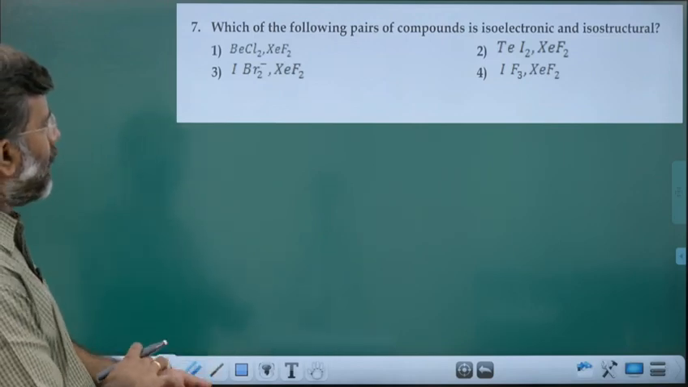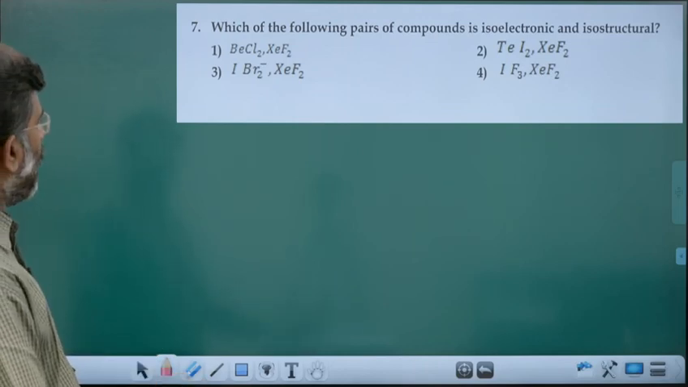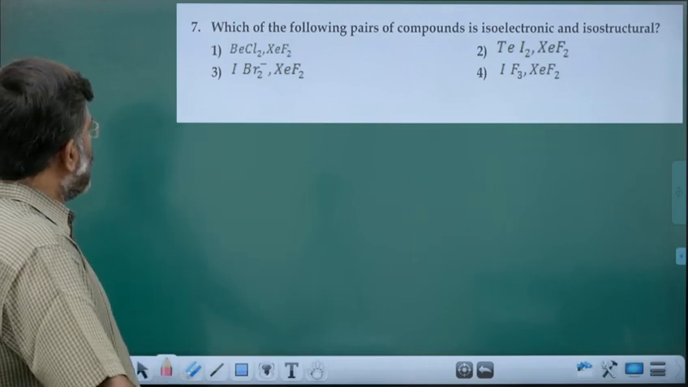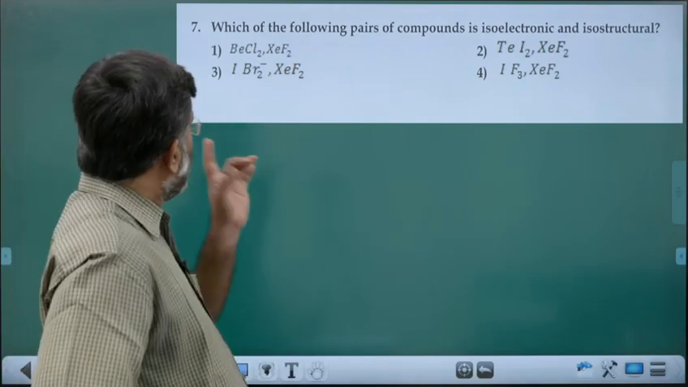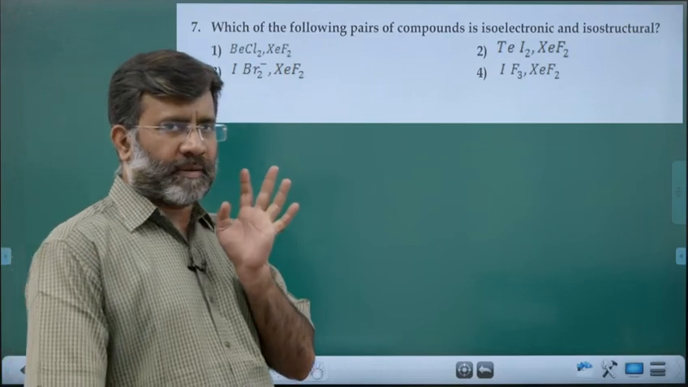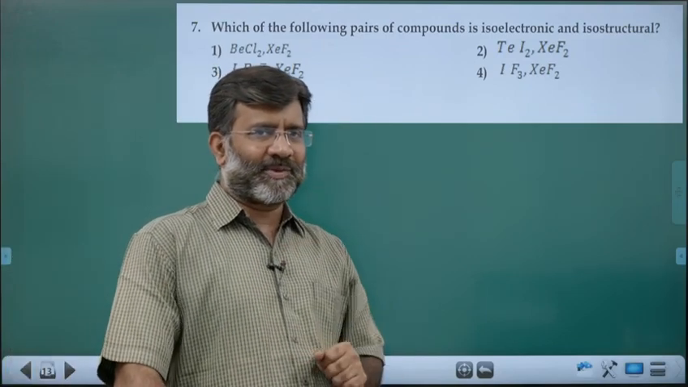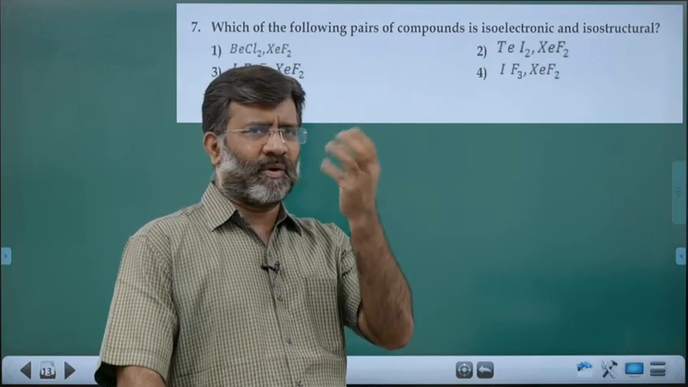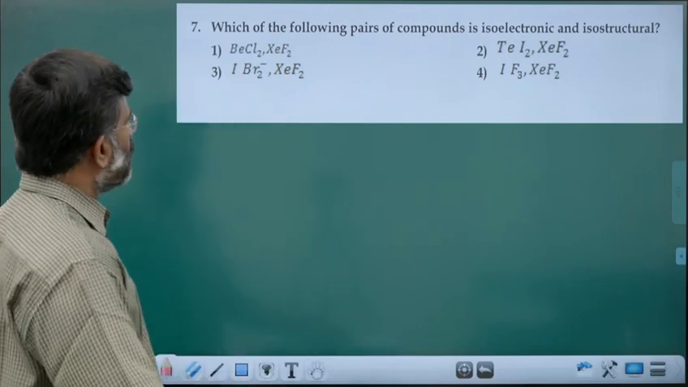Isoelectronic and isostructural. See, the first molecule BeCl2 is linear in shape. XeF2 is linear in shape. They are isostructural, but it's not isoelectronic. Beryllium is a low atomic number atom. Xenon is a high atomic number atom. So it is not isoelectronic.